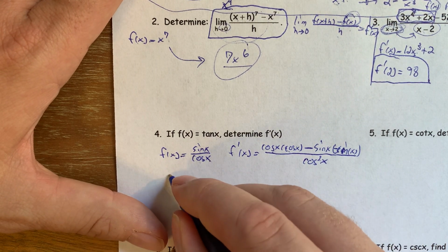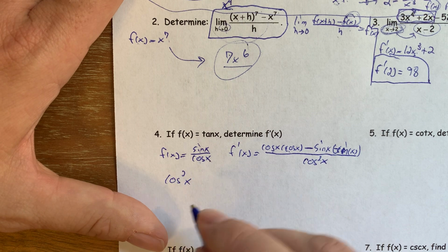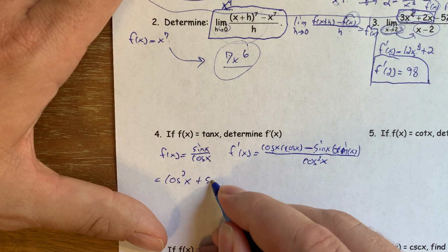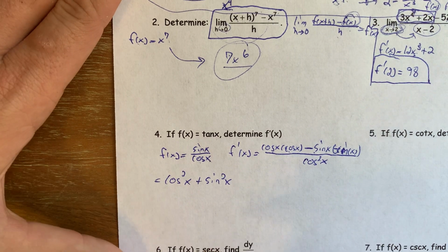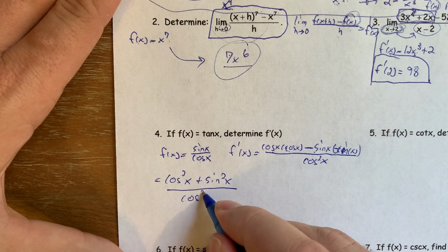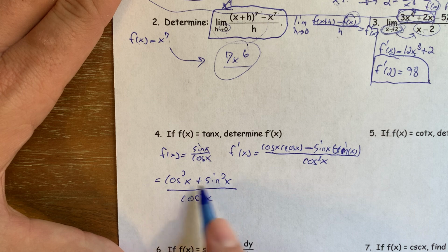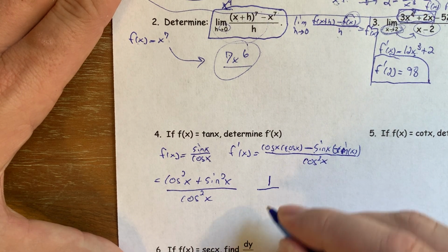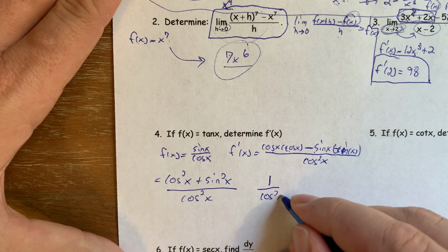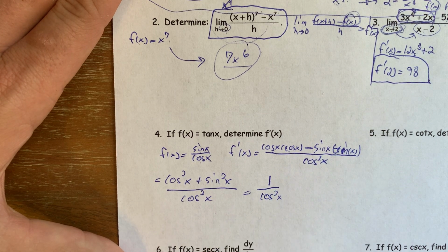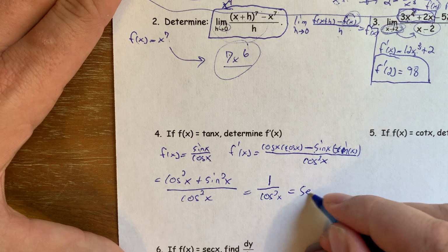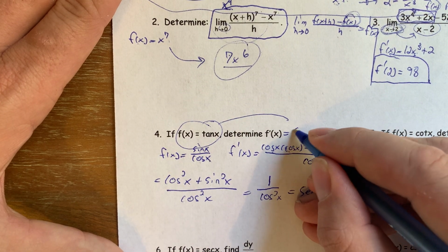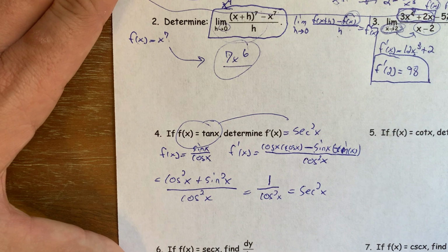Cosine times cosine is cosine squared of x. Negative sine times negative sine is positive sine squared of x, divided by cosine squared. And there is one trig identity we're supposed to know here, which is cosine squared plus sine squared equals 1. So 1 over cosine squared, and 1 over cosine you're supposed to know is secant. So this is secant squared of x. And this does need to be memorized. So f prime equals secant squared of x.